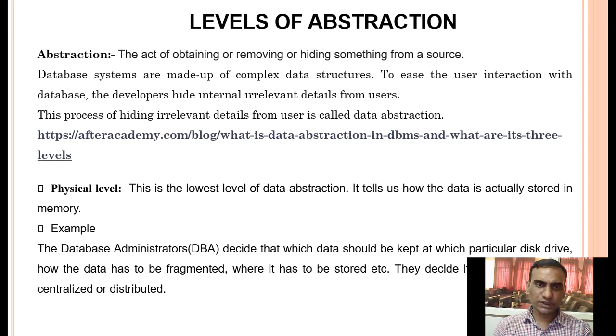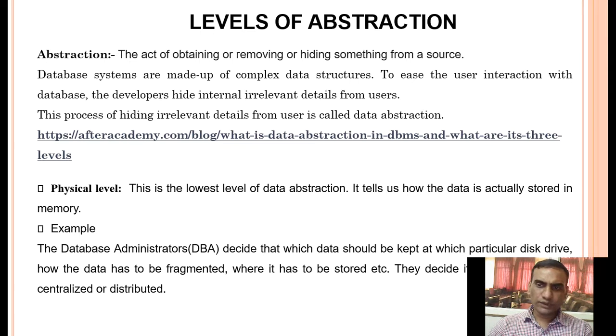In data abstraction, we are hiding irrelevant details that are not useful for the normal user. That information will be useful for the developer and for the database administrator, but it is not useful for the normal user. So we hide such information, and this hiding of information is called database abstraction. There are three types of abstraction levels: first the physical level, then the logical level, and the view level.